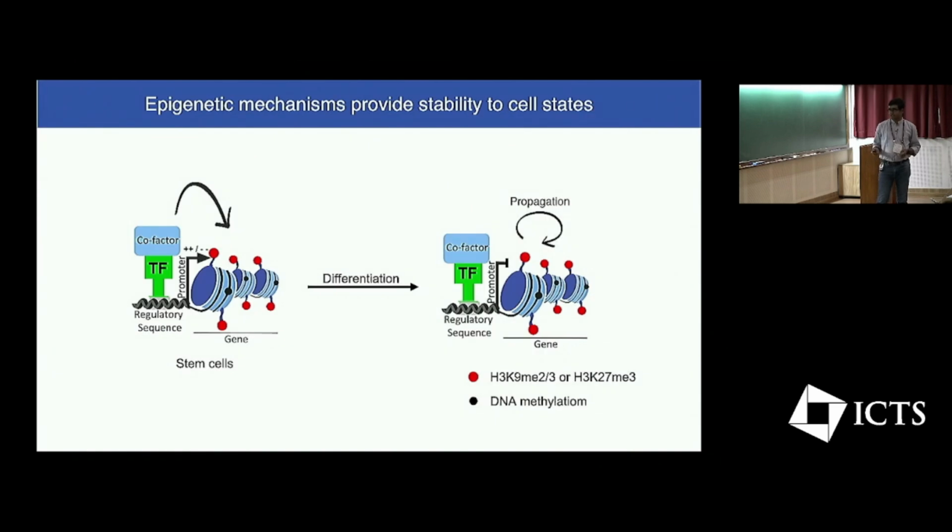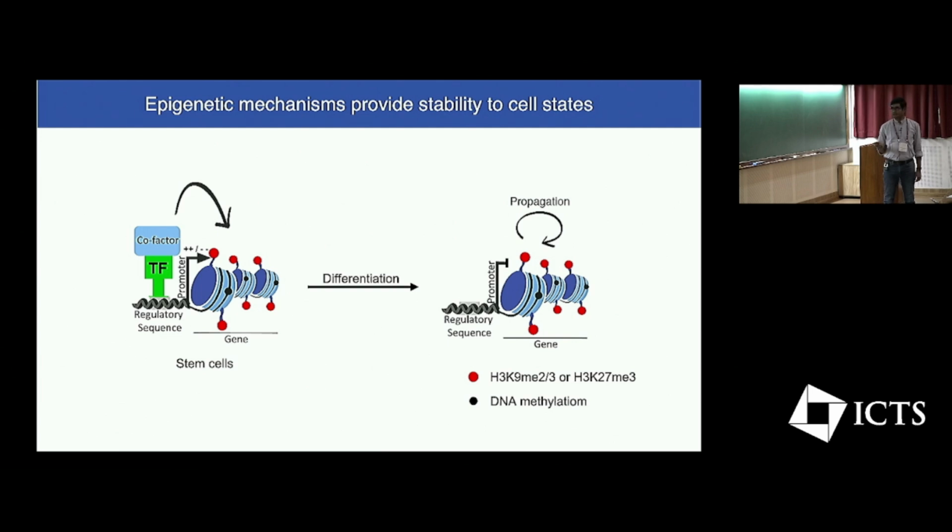Especially in the case of the repressive histone modifications, for example, H3K9 methylation or H3K27 methylation and DNA methylation, even after the differentiation, even in the absence of the sequence-specific factors, these heterochromatic marks are epigenetically propagated through multiple cell divisions.